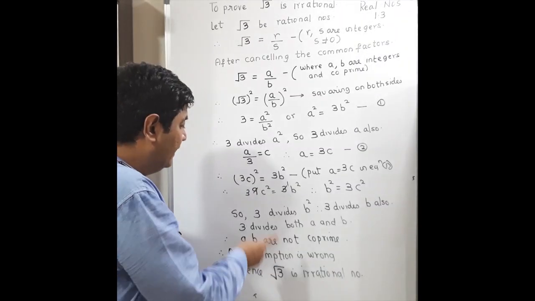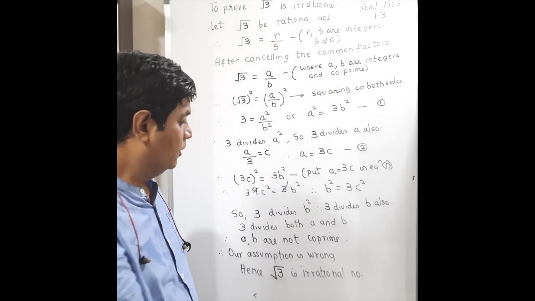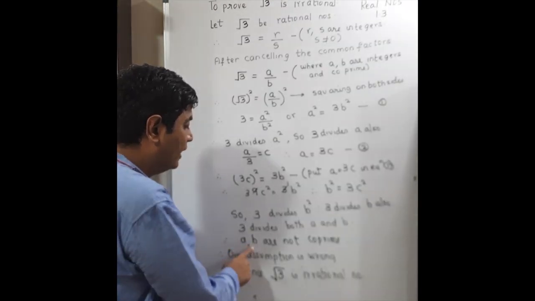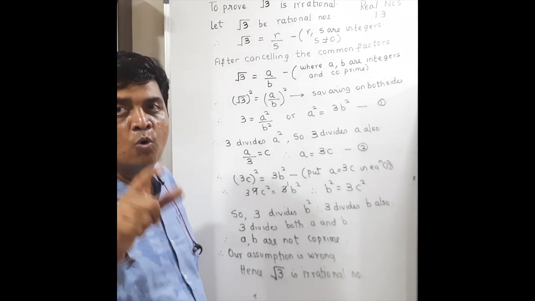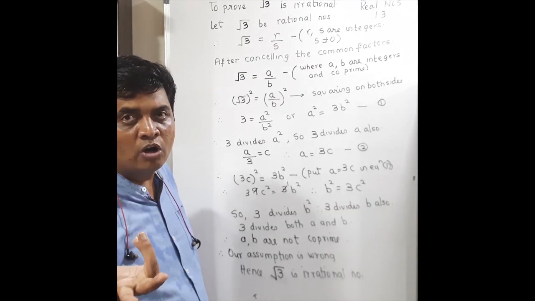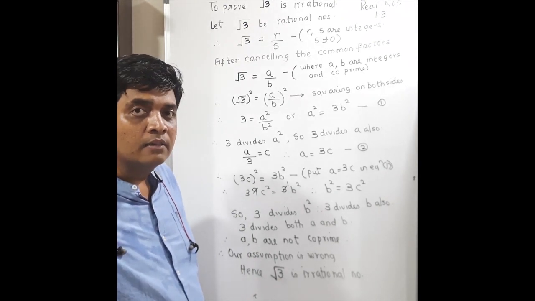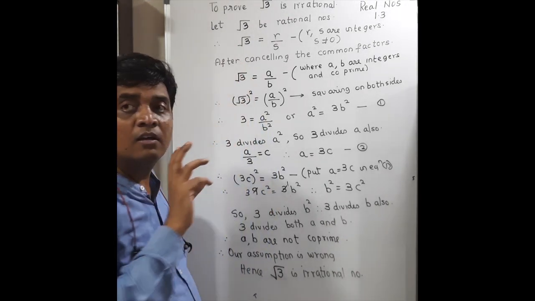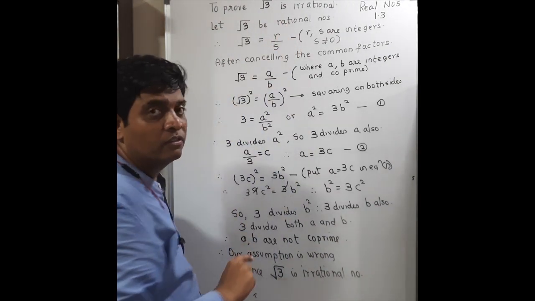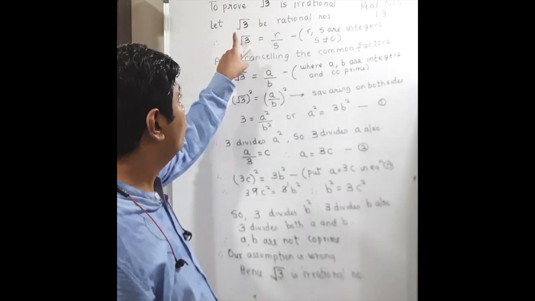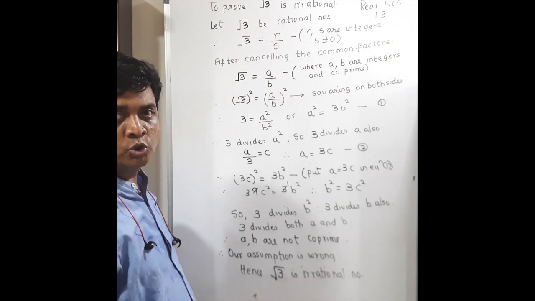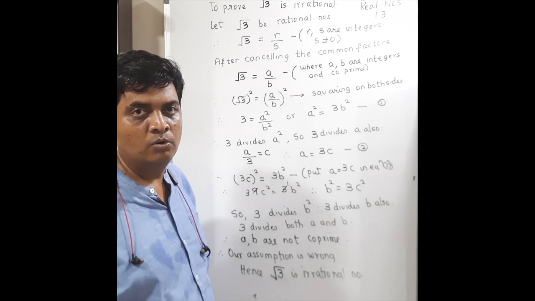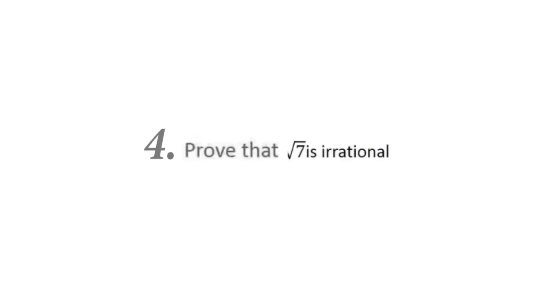So what do we get? We get 3 divides both A and B. Therefore A and B are not co-prime. But what was our assumption? That they are co-prime. So that means our assumption was wrong. And what was our main assumption? That square root of 3 is a rational number. So that proves to be wrong. So hence now square root of 3 is an irrational number. So this method is known as contradictory method. Okay, please note down.